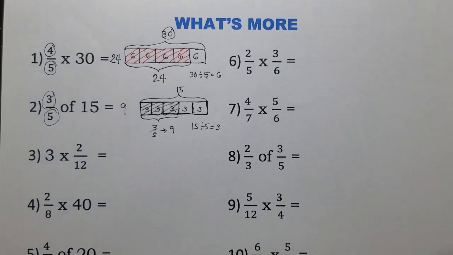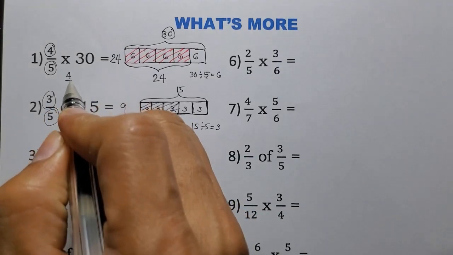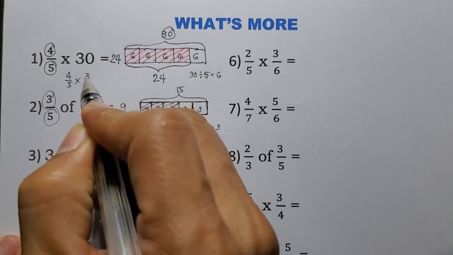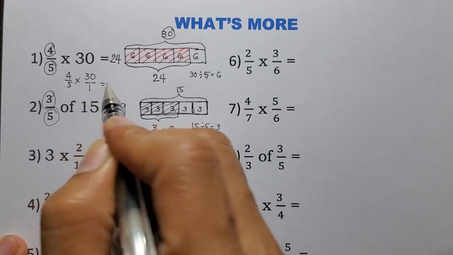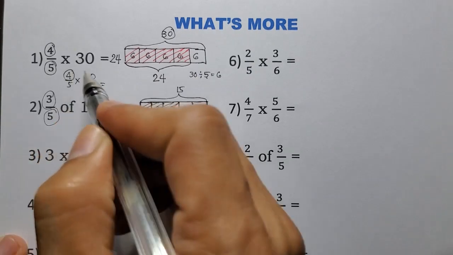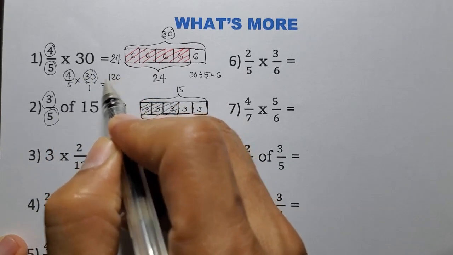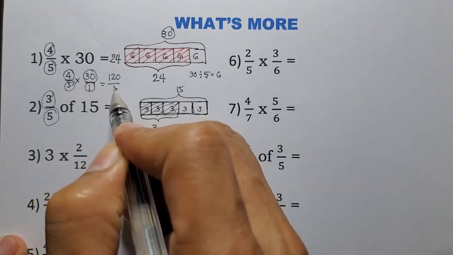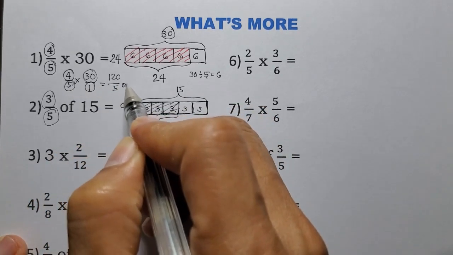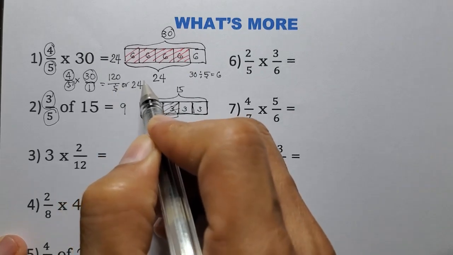Now, if we try to multiply 4/5 by 30, like this one, 4/5 times 30, of course, this is a whole number, so the denominator of that is 1. Then, all you have to do is multiply numerator by numerator. 30 times 4 is equal to 120. Then, denominator by denominator. 5 times 1 is equal to 5. Then, after that, you divide 120 by 5, and the answer is also 24.